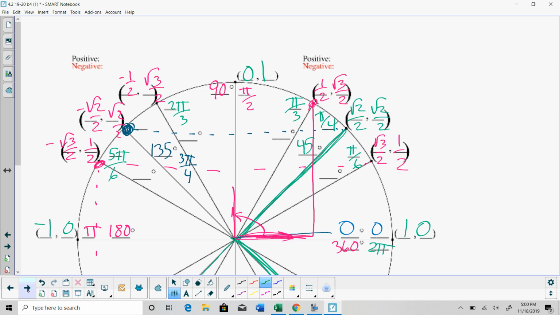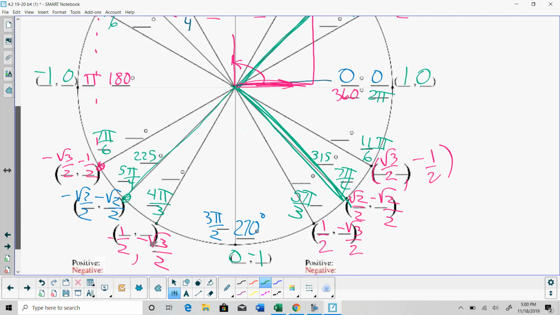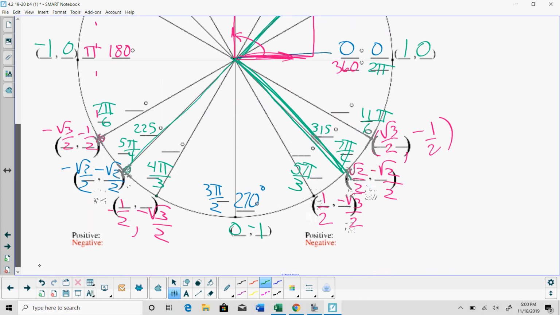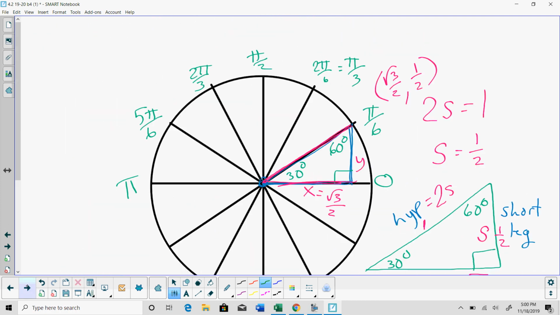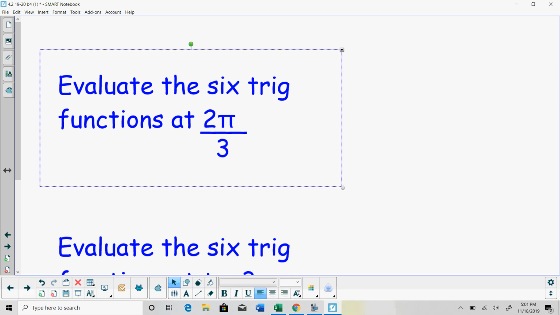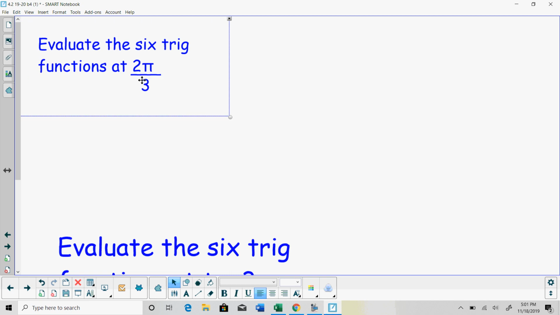All right, so we worked really hard on developing this unit circle, and you should have it all filled out, and you are going to have to memorize that, but we'll talk about ways to do that. But I want to just get to some of these problems here. So with this first one, we are evaluating the 6 trig functions at 2 pi over 3.